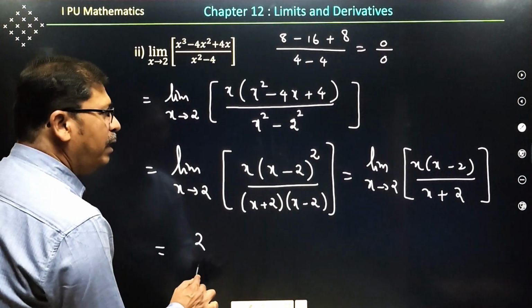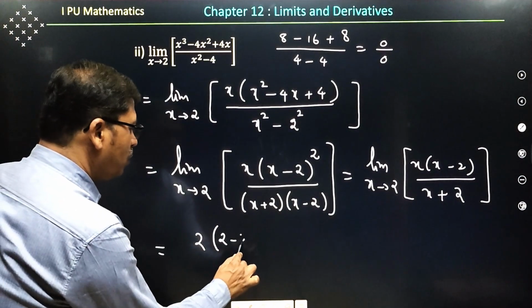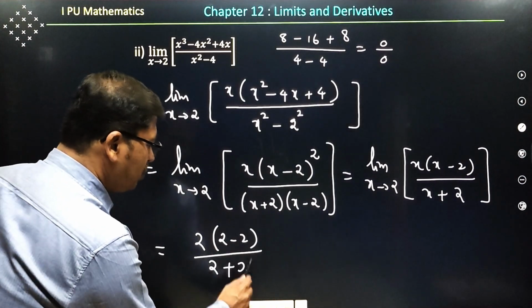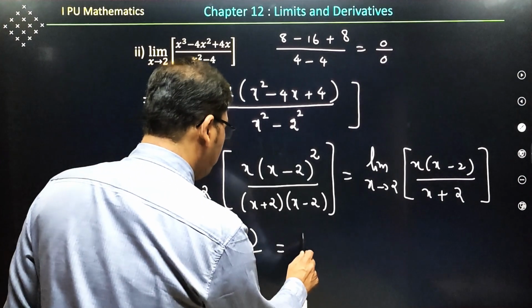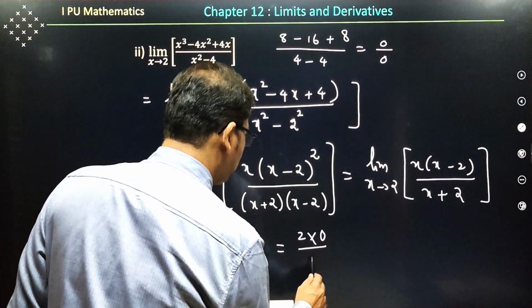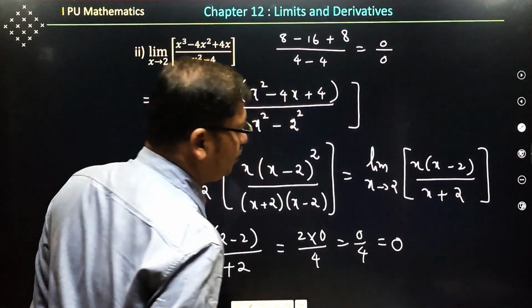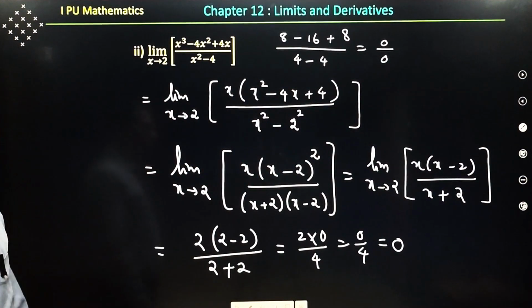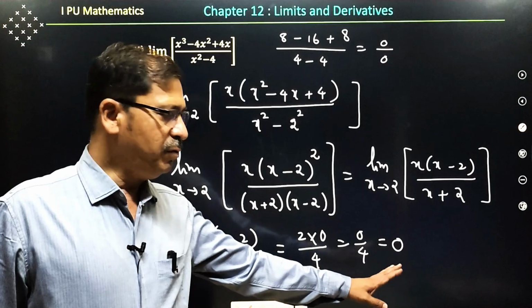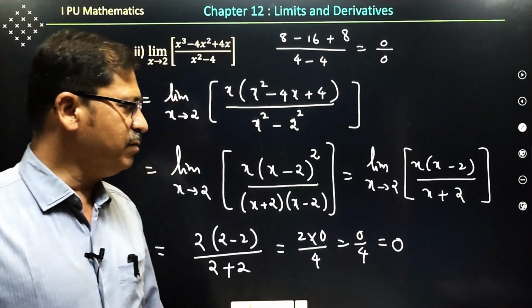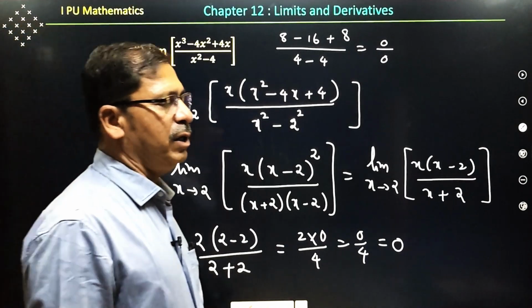So 2 into bracket 2 minus 2, divided by 2 plus 2. x equal to 2 you need to substitute here. So 2 into 0 divided by 2 plus 2 is 4. So this is 0 by 4. Answer is 0. It is valid. 0 upon 4 is valid here. Don't confuse again. It is not indeterminate here. 0 upon 4 is a valid answer. It is finite. 0 is a finite value here.